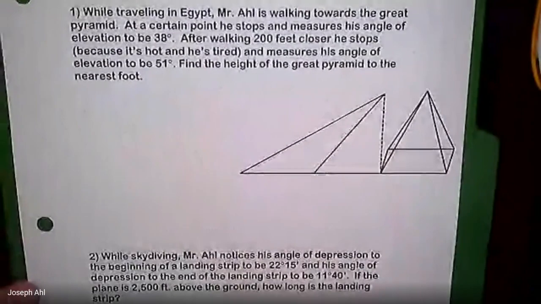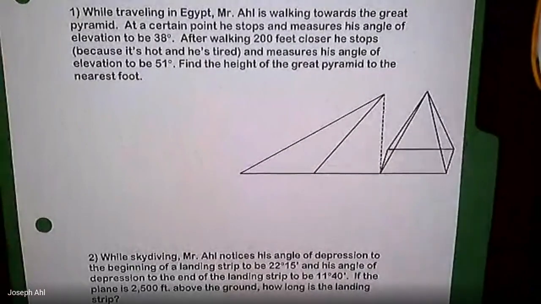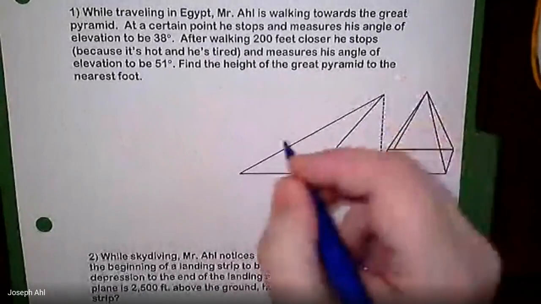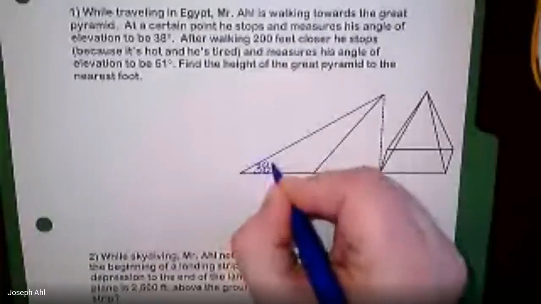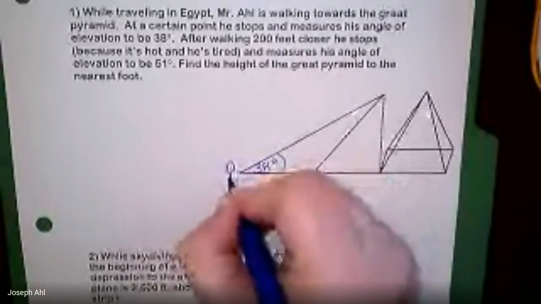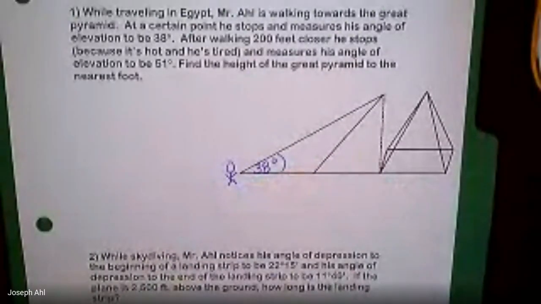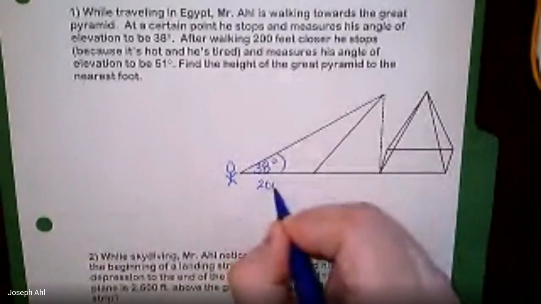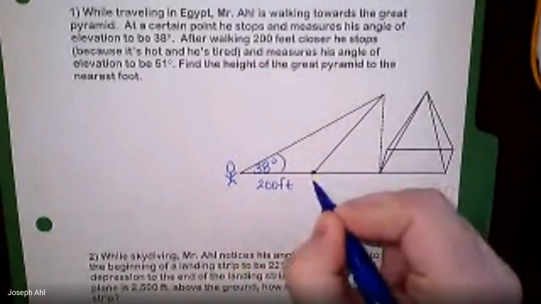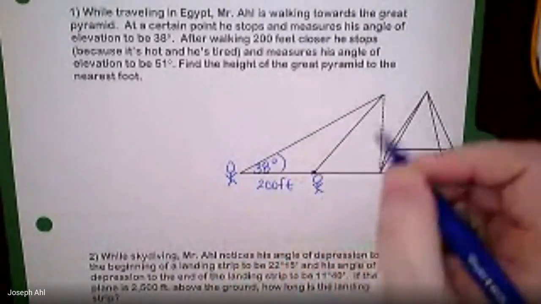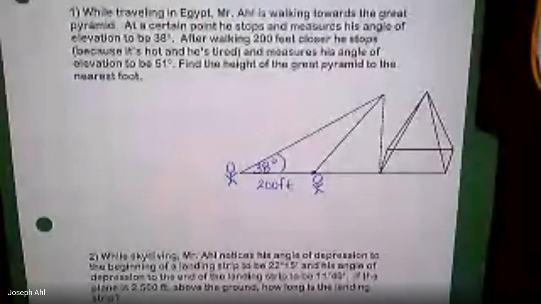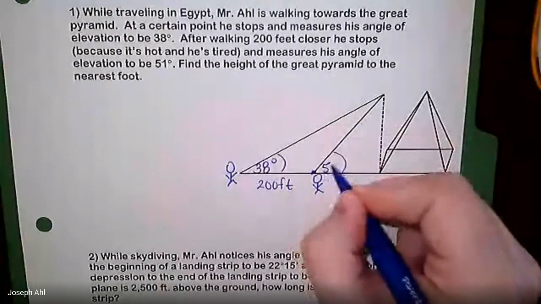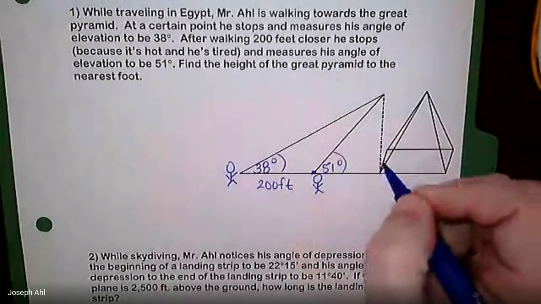Fingers crossed. Okay, so while traveling in Egypt, Mr. All is walking towards the Great Pyramid. At a certain point, he stops and measures his angle of elevation to be 38 degrees. So I was right here to start, and then I stopped. And I'm like, hey, there's a pyramid, angle of elevation 38 degrees. Then I walk 200 feet closer, stop again because it's hot and I'm tired, of course. And my new angle of elevation is 51 degrees. Find the height of the Great Pyramid.